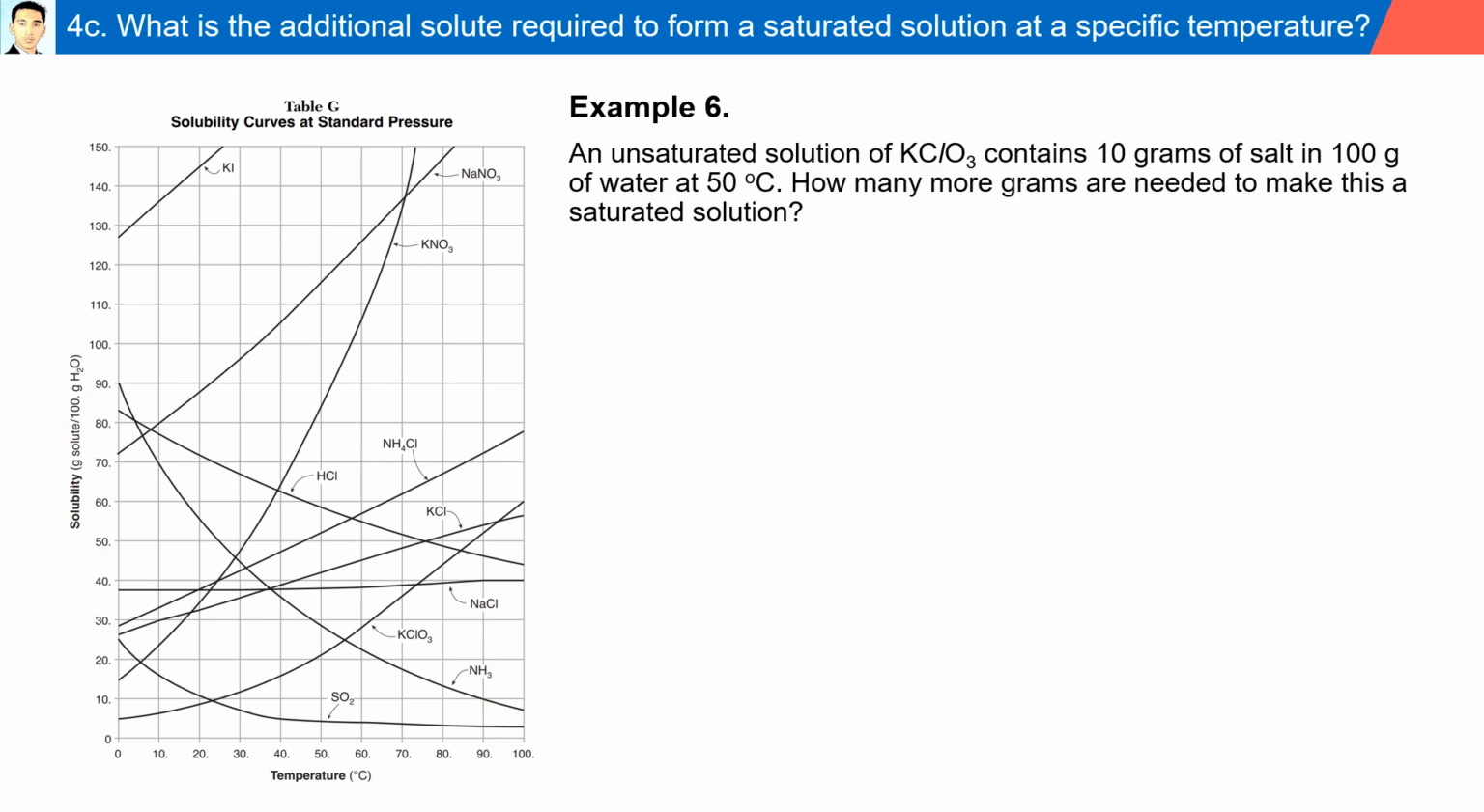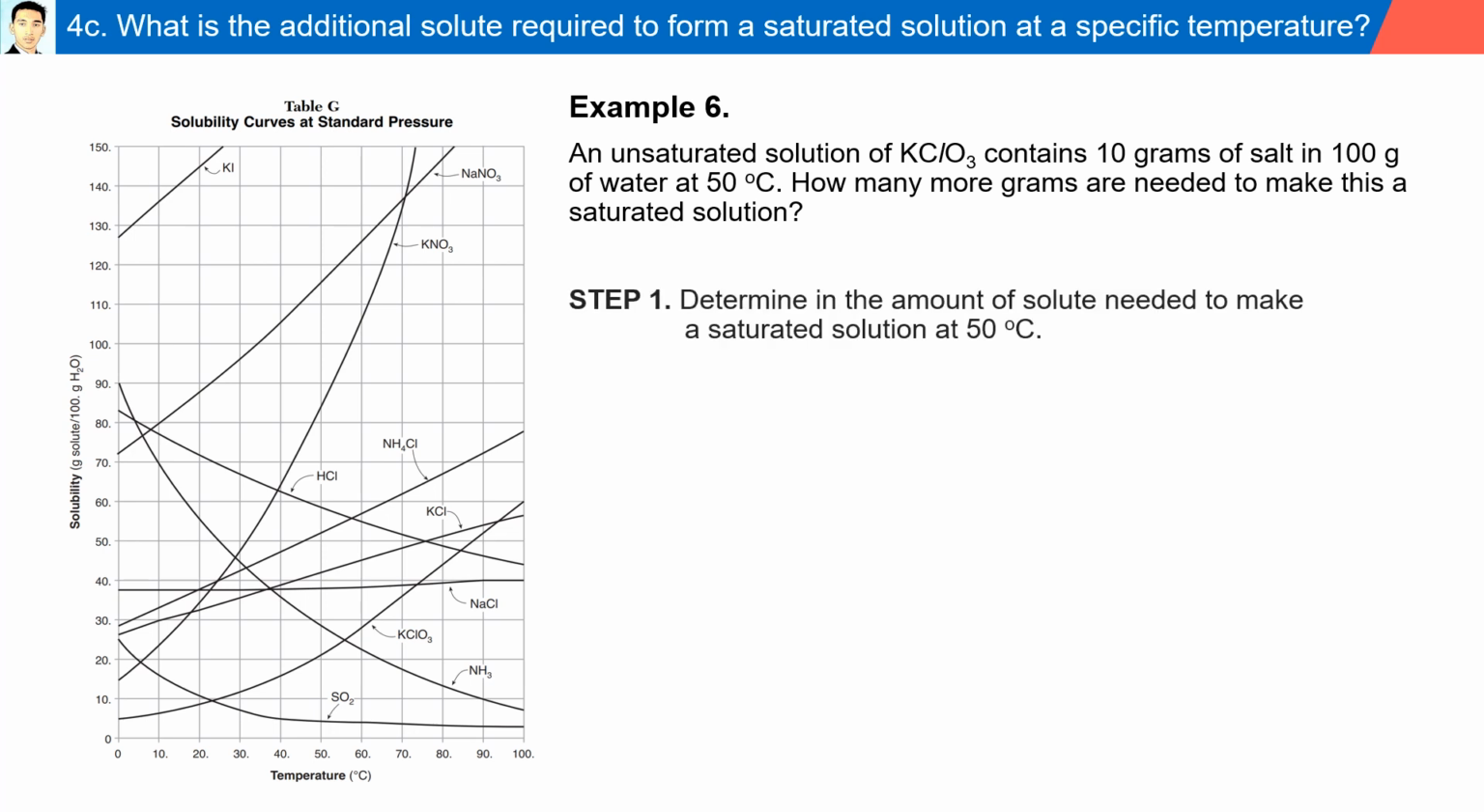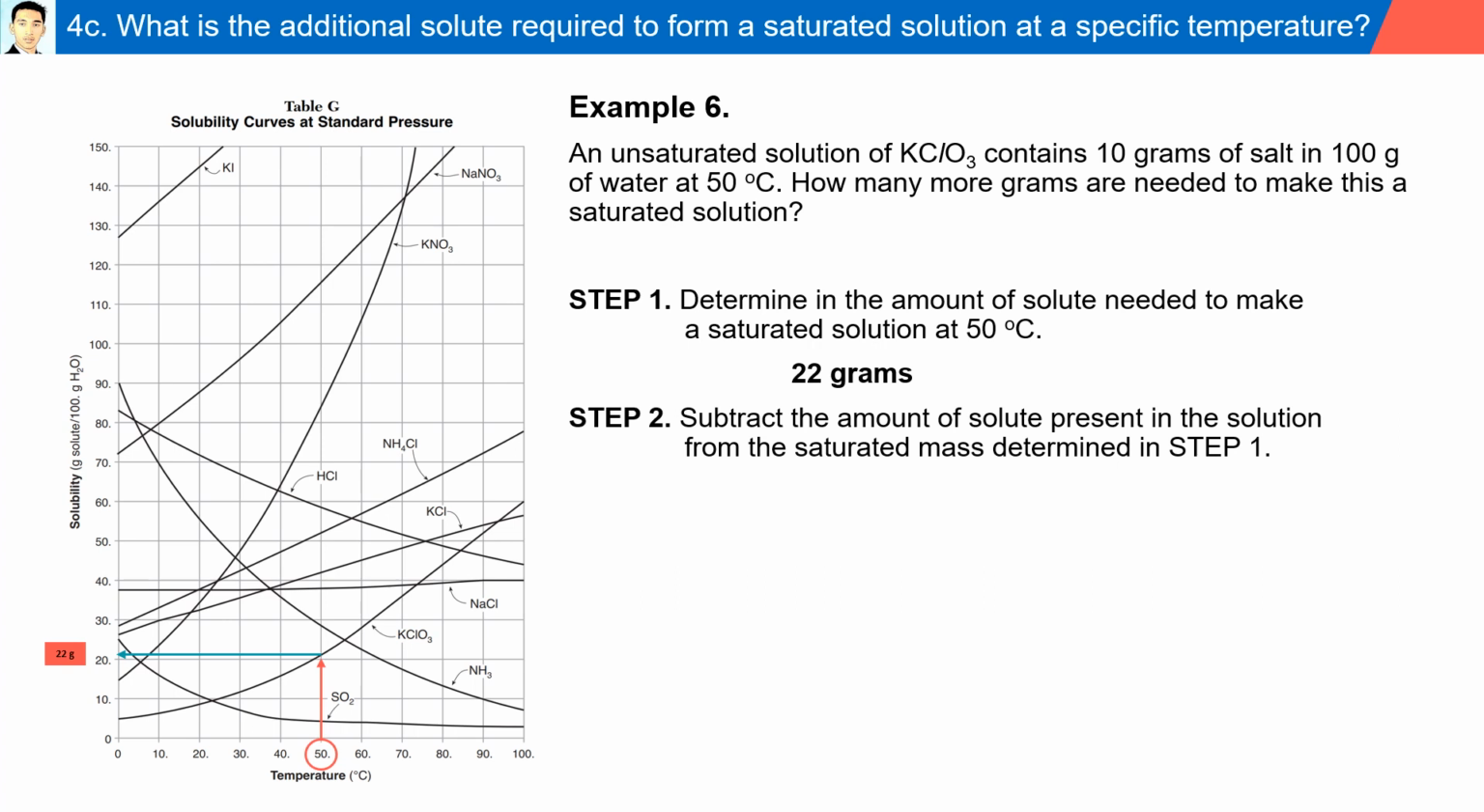What is the additional solute required to form a saturated solution at a specific temperature? In this example, an unsaturated solution of KClO3 contains 10 grams of salt and 100 grams of water at 50 degrees Celsius. How many more grams are needed to make this a saturated solution? Here, we need to determine the solute needed to make a saturated solution at 50 degrees. It's determined to be 22 grams. Next, we have to subtract the amount of solute present already in the solution from the saturated mass. Here, we obtain 12 grams.